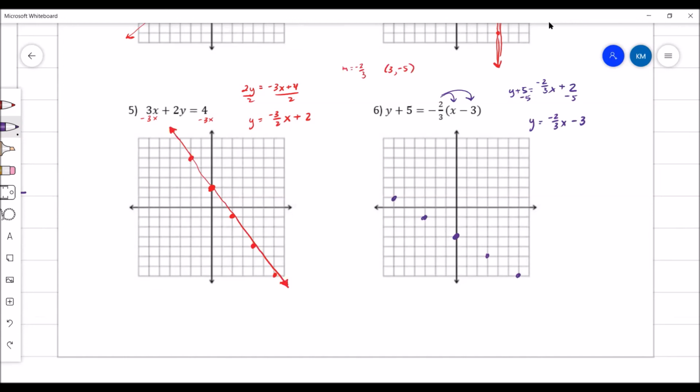Okay, solid line. Again, if we took this and started at the point 3, -5, 1, 2, 3, -1, 2, 3, 4, 5, and then followed the slope, -2/3, so down 2 to the right 3, or up 2 to the left 3, we would be at the same point. So either way works out. All right, so that's review for really algebra, graphing lines.